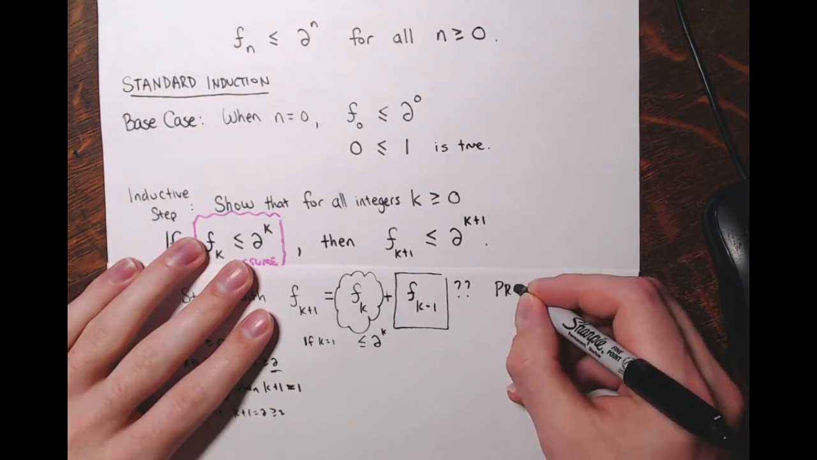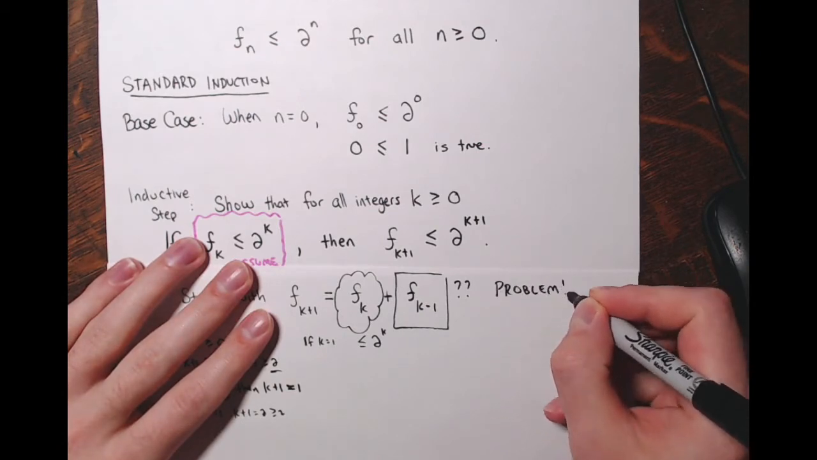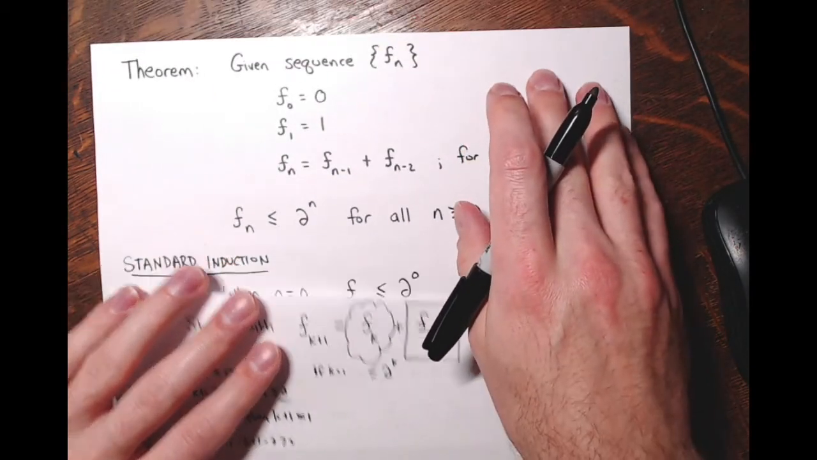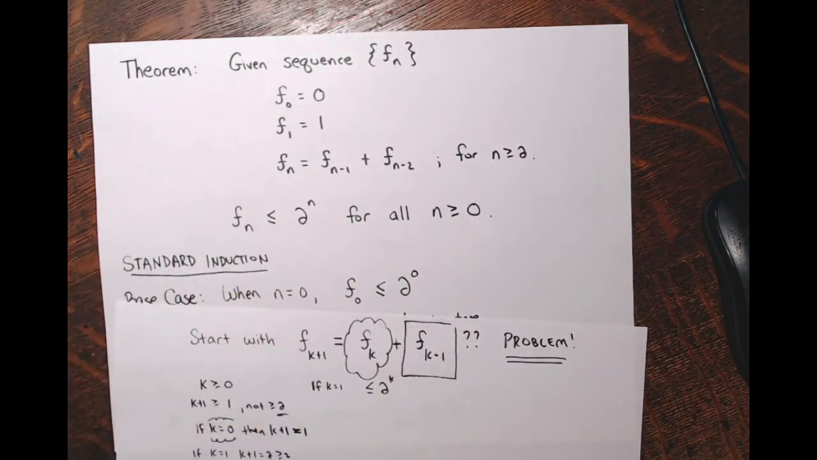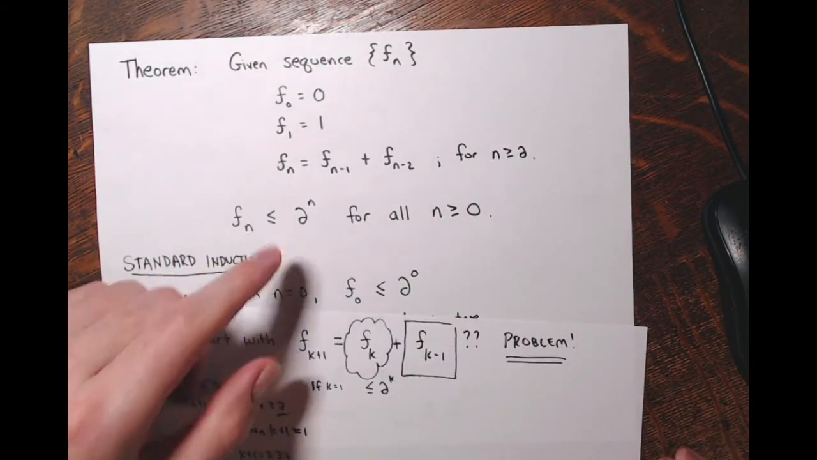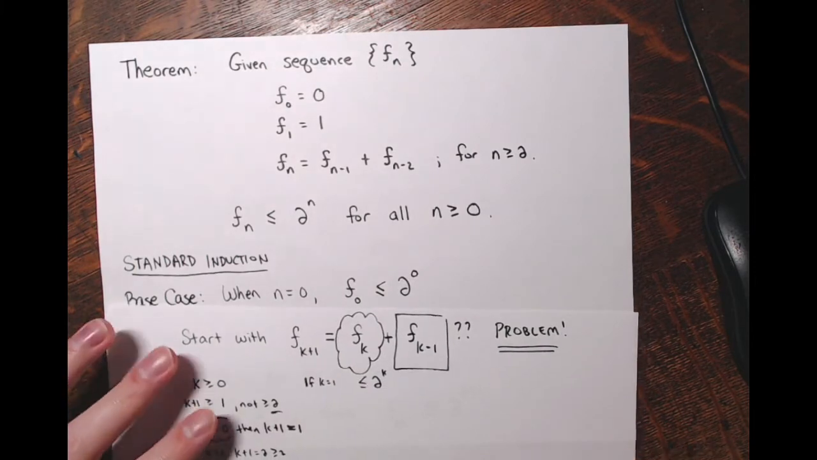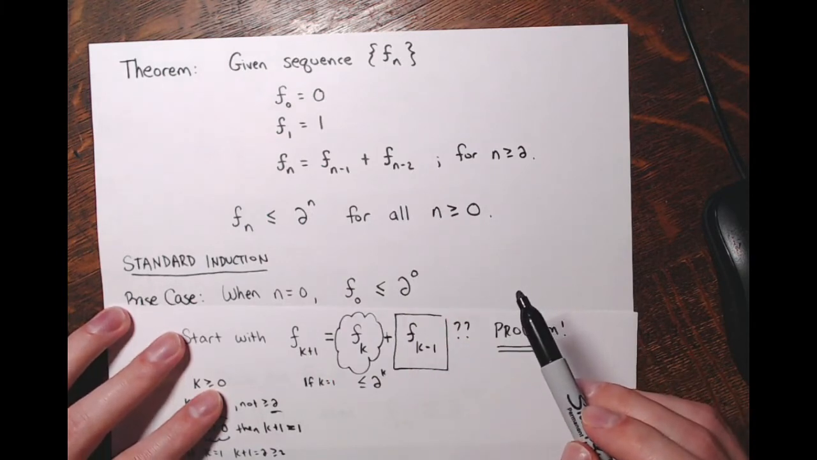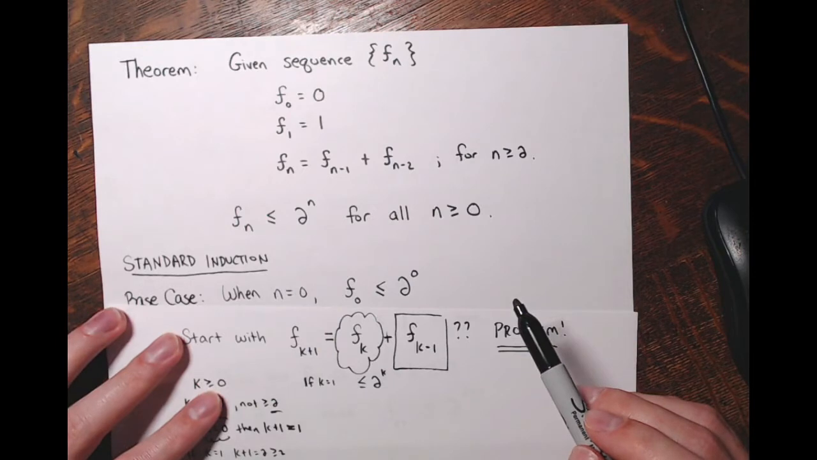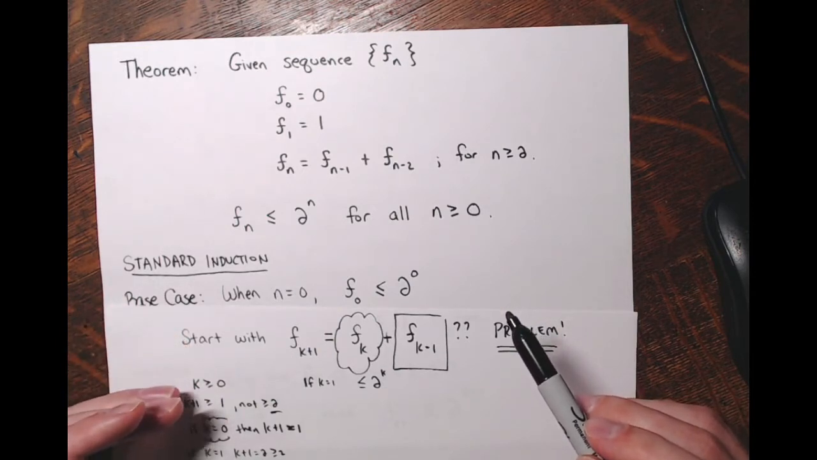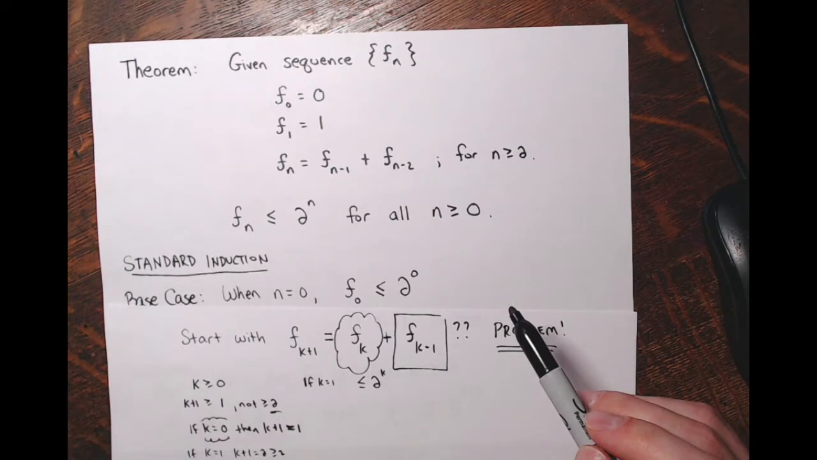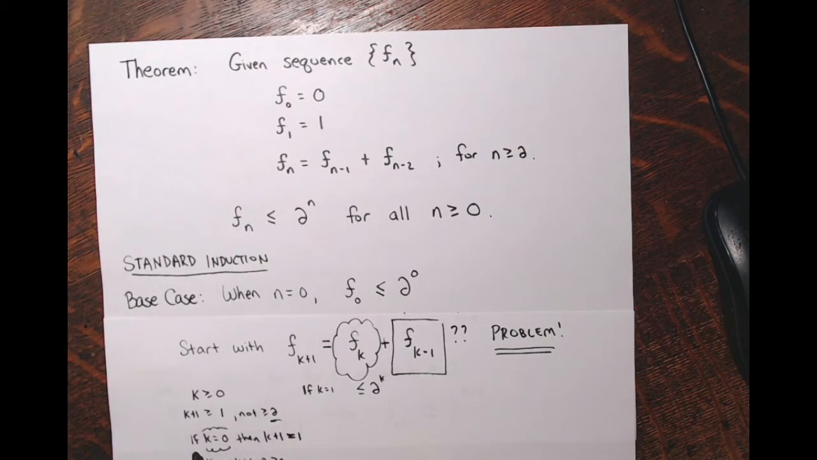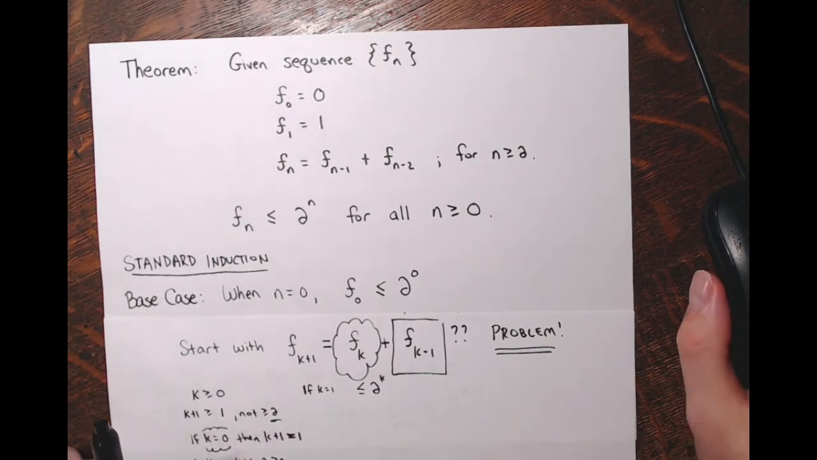Problem. We have a problem. So we got to fix that. We got to get around that somehow. So standard induction wouldn't be good for proving this particular statement. And it really has something to do with the fact that you're going back 2 terms instead of just 1 term. The fact that you're going back 2 terms in the sequence will indicate to you that you need 2 base cases instead of 1 base case. All right, and that's what we're going to get into now.